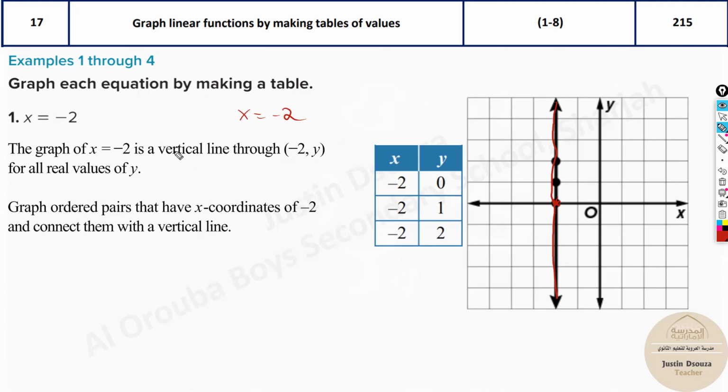Now, what they are saying over here is the graph x minus 2 is just a vertical line. Yes, it's a vertical line for all real values of y. Okay, so you can make this table and graph it up. This is an easy one. Let's look into other problems.